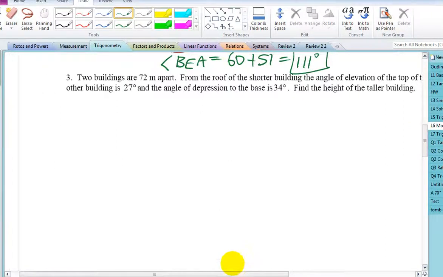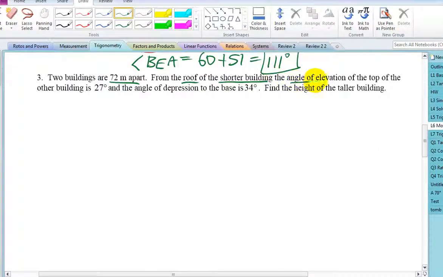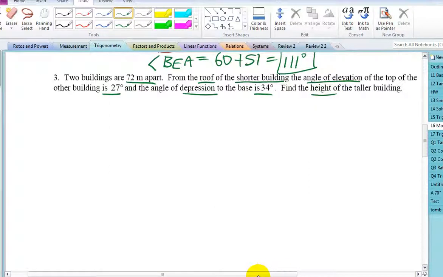Okay, question 32. 2 buildings, 72 meters apart, underline that. There's a shorter building, and you're on the roof. Angle of elevation is 27 degrees. Depression, 34 degrees. Find the height. That's a lot of info in 2 short sentences. Underline it, Harbier. I did it not because I don't know how to do this. It's because it's a good skill to use.